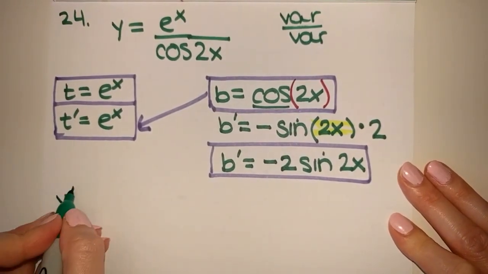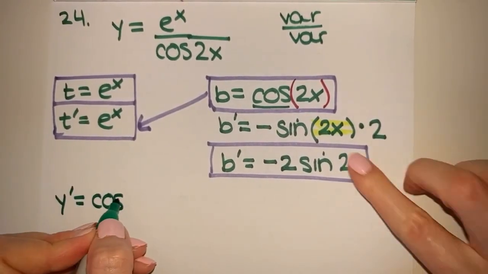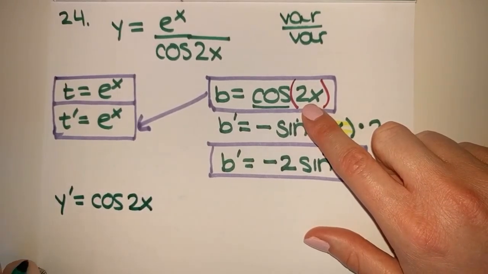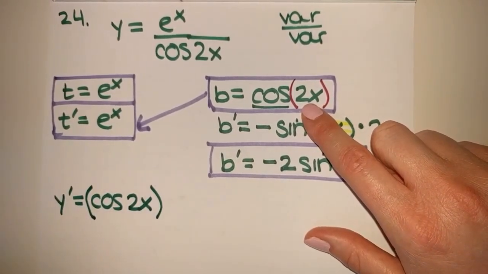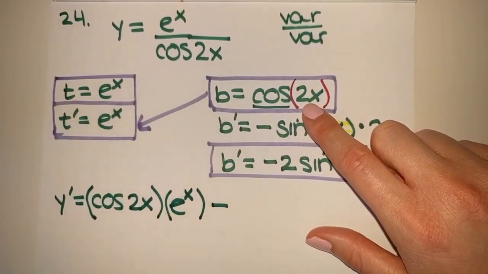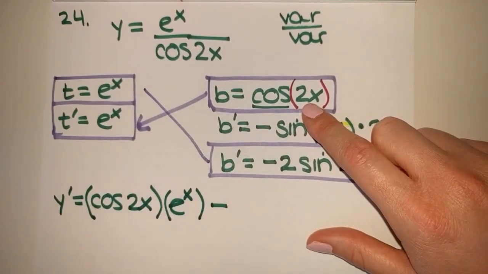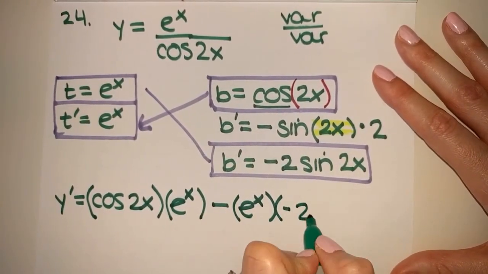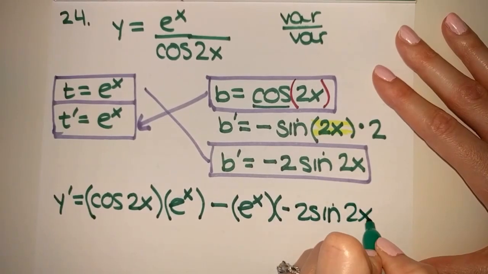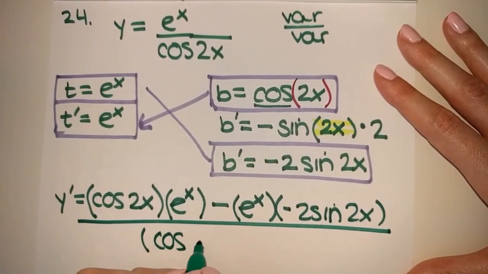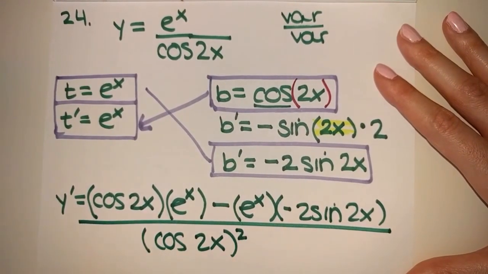So we will have y prime is equal to cosine 2x. Again, the parentheses here around the argument are unnecessary, so we can drop those. So that is our bottom function, times the derivative of the top, minus, and then our second diagonal, e to the x, and then negative 2 sine 2x, all over the bottom squared. So cosine 2x quantity squared.